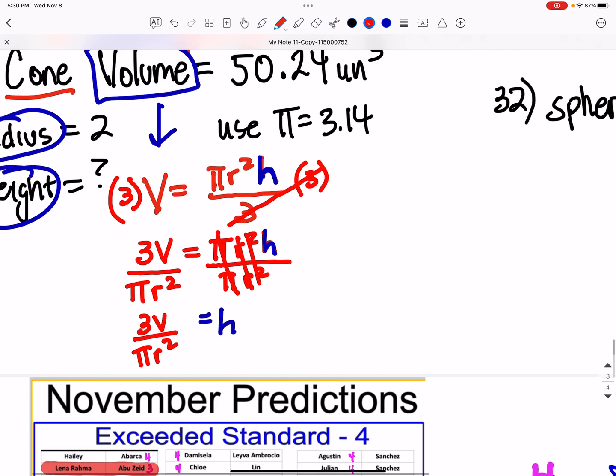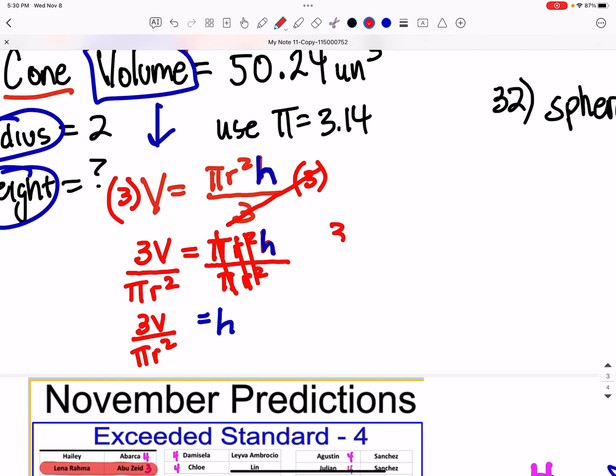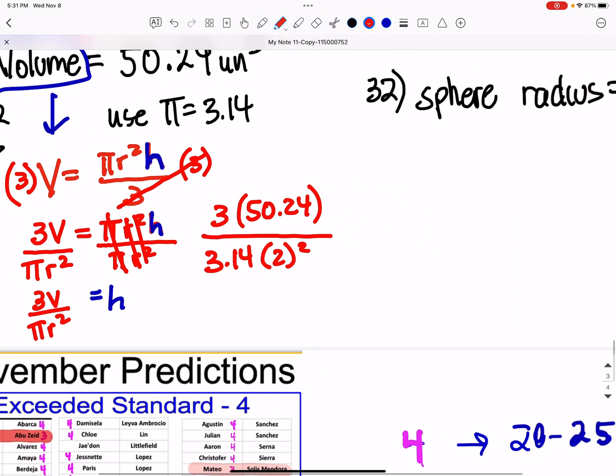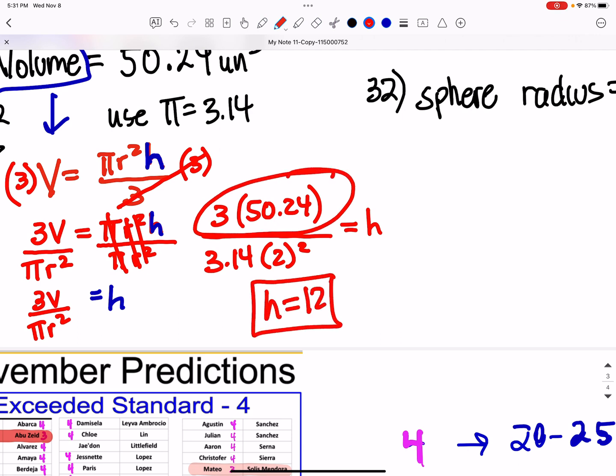So let's see. On top we have 3 times our volume, which is 50.24, divided by 3.14 for pi, and then the radius is 2 squared. This is pretty complicated. It equals the height. When you end up doing this, you will get that the height was 12 if you plug it into your calculator. Do this divided by that 3.14 times 4, and you'll get the right answer. Pretty tough problem. We'll work on those separately later.